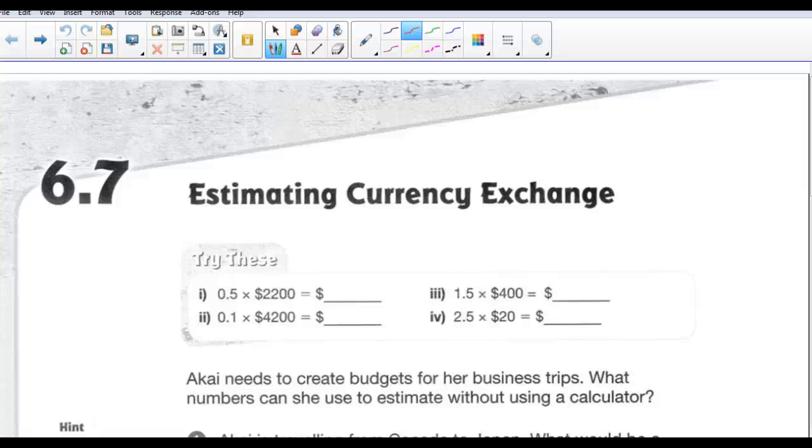Okay, this is the last lesson for Chapter 6 that I'm doing. It's 6.7, Estimating Currency Exchange. It's rather simple, very fast. To try these, you can do those on your calculator very quickly. Okay.